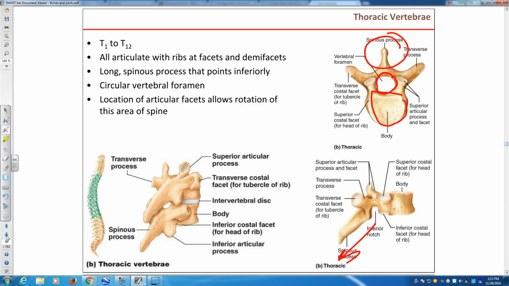Also, thoracic vertebrae have very noticeable superior and inferior articulating processes, though we don't really see the inferior here. Just give me a second, okay? Those processes here are the ones that articulate these two different vertebrae.